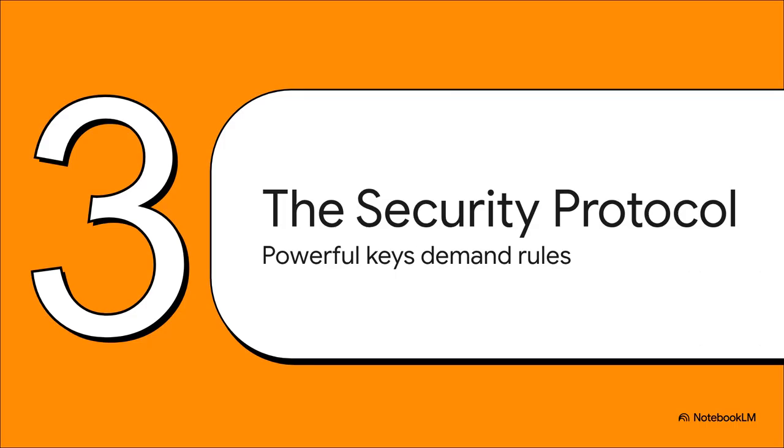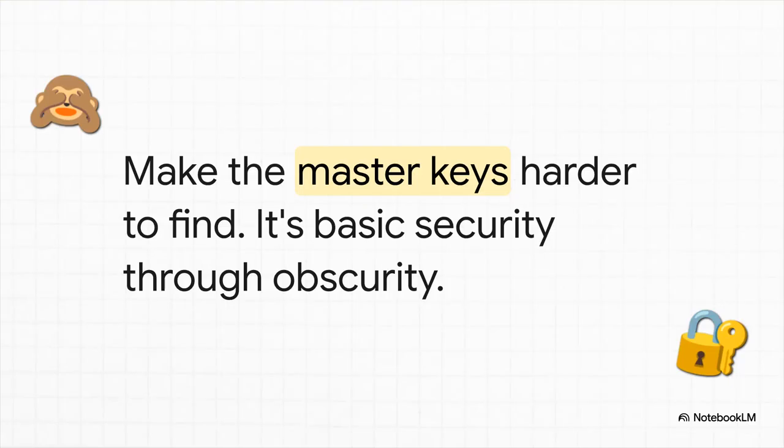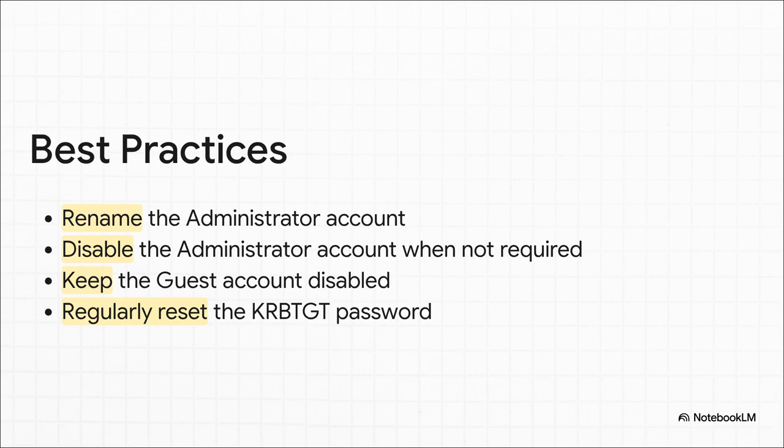So, okay, we've met the key holders, we know how powerful they are. The obvious next question is, how in the world do you secure them? Because let's face it, powerful keys demand some seriously strict rules. Rule number one is simple, almost common sense, really. Make the master keys harder to find. You wouldn't leave a key labeled Building Master just hanging on a public hook, right? Same idea here. So what does that look like in practice?